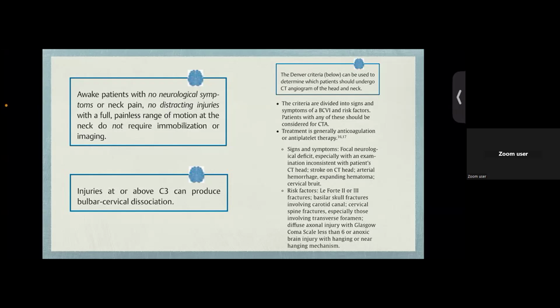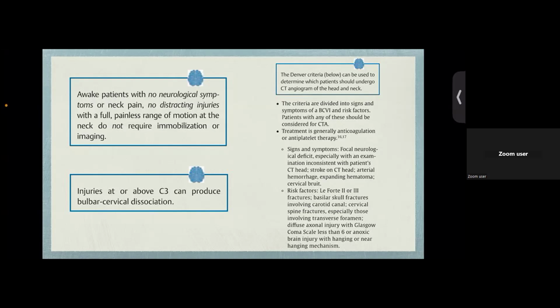So the Denver criteria here is divided into signs and symptoms of a blunt cerebrovascular injury and the risk factors. Patients with any of these should be considered for a CT angiogram. Treatment is generally anticoagulation and antiplatelet therapy. So the signs and symptoms to look out for are focal neurological deficits, especially with an examination inconsistent with the patient's CT head, like a stroke on CT head, arterial hemorrhage, expanding hematoma, cervical bruit.